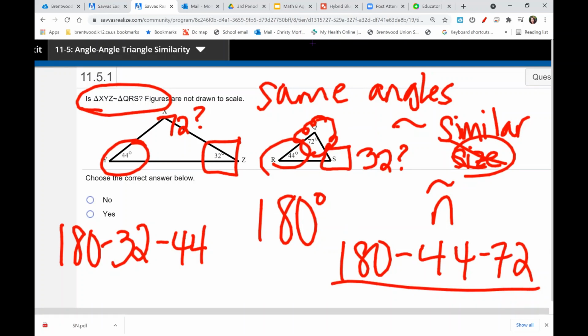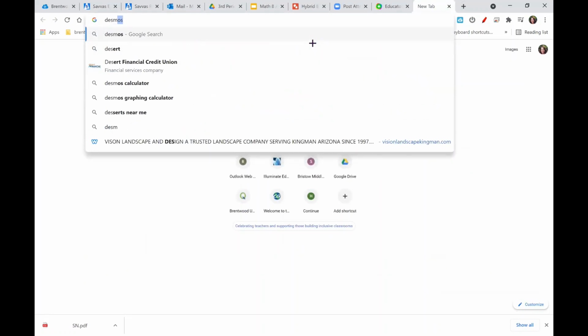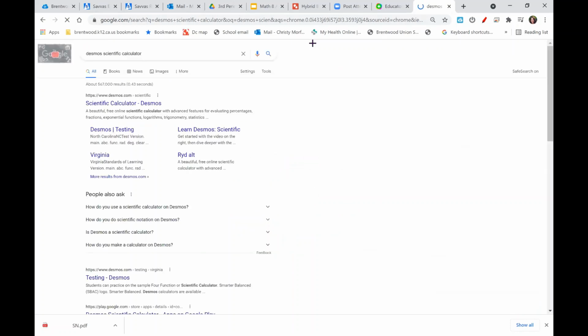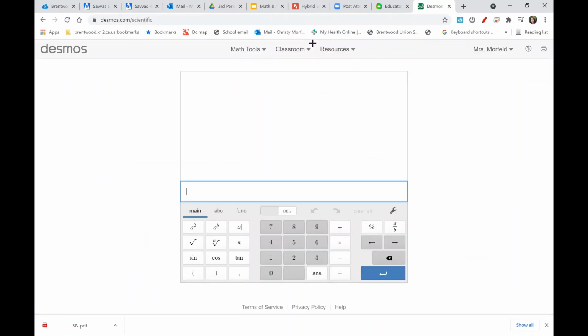If this one over here equals 72, then the triangles are similar. You only have to check one. You don't have to check both. So I'm going to open up that Desmos calculator real quick. That's in your backpack as well. You can use your phone, whatever you want to do.